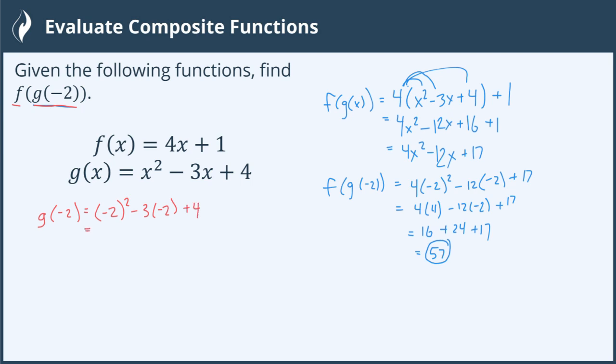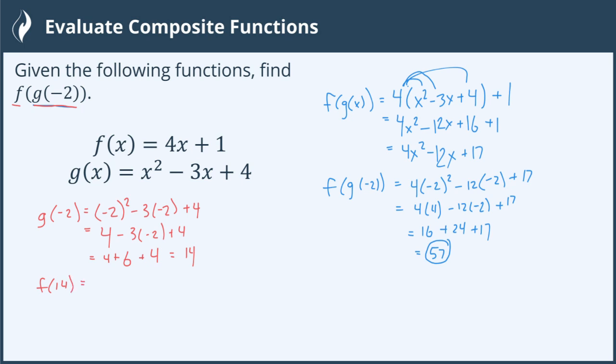So let's do a little bit of math here. Negative 2 squared is 4. And now let's do the multiplication. 4 minus 3 times negative 2 is going to give me a plus 6. And then plus another 4. So 4 plus 6 plus 4 is 14. So now I found g of negative 2. So let's take that and use this as my input now into f.